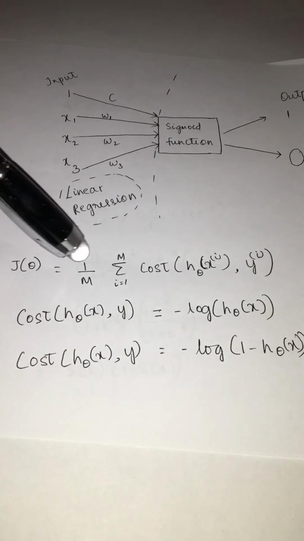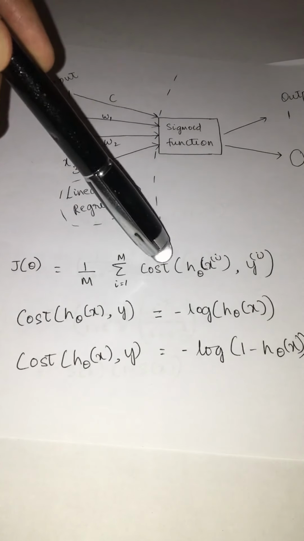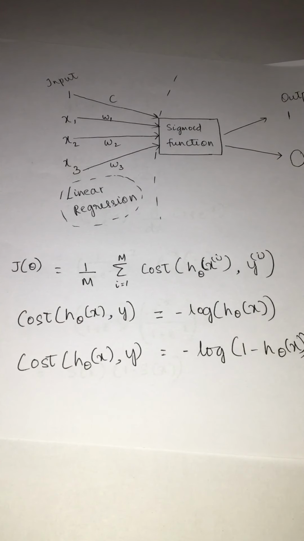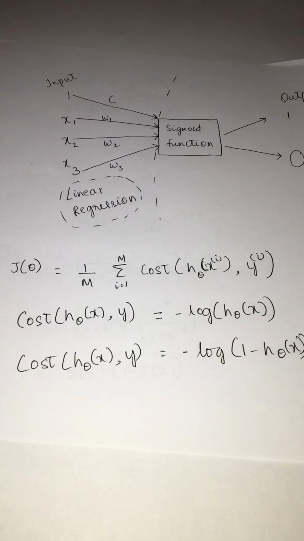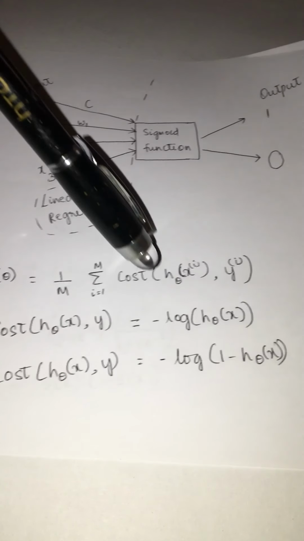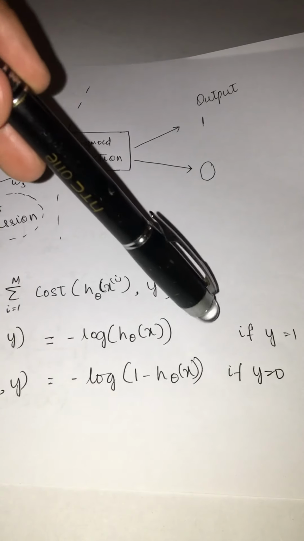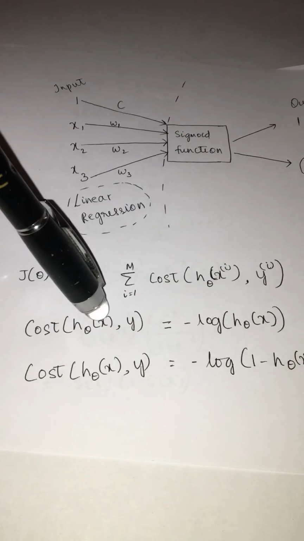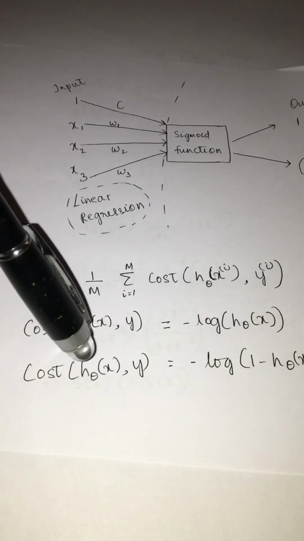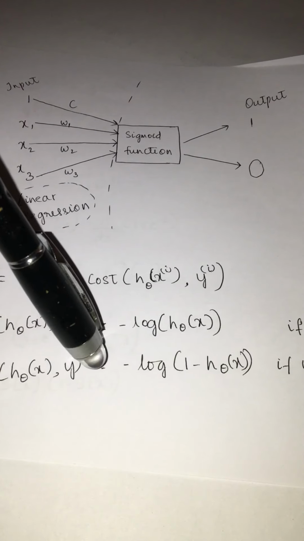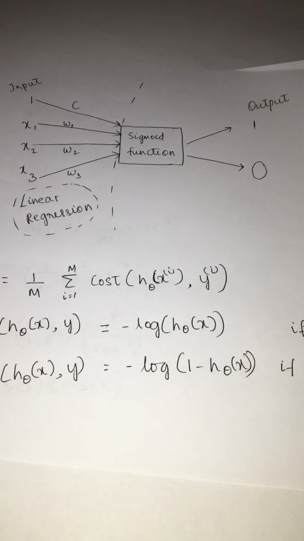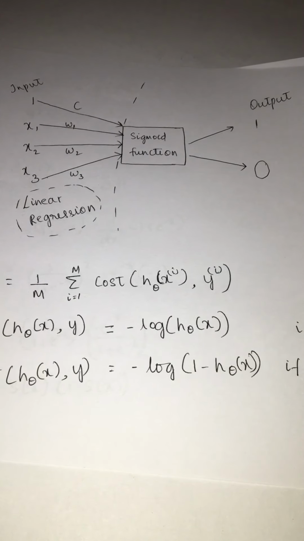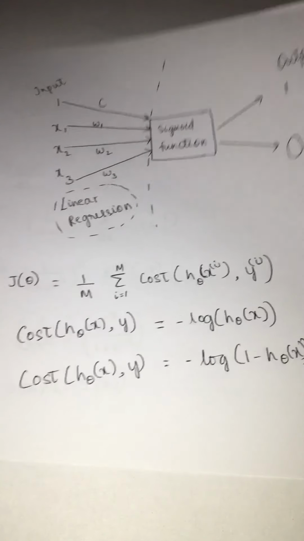So this is the cost function for logistic regression. As previously discussed, the cost function is cross entropy, or log loss. Both mean the same thing. If your y value is 1, this is what the cost function turns out to. If your y value is 0, this is what the cost function turns out to. So this is log loss, very straightforward.